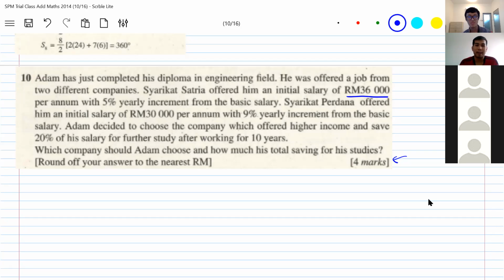So you look at this. Adam has just completed his diploma in engineering field. That has nothing to do with what you're learning at all, right? So you filter that out. Try to just extract the numbers. So you got 36K here. You got 5% here, yearly increment per annum. So it's an increment of 5%. 36,000 is an initial salary. Okay, that's done. So you have 36 and 5%. What else do you have?